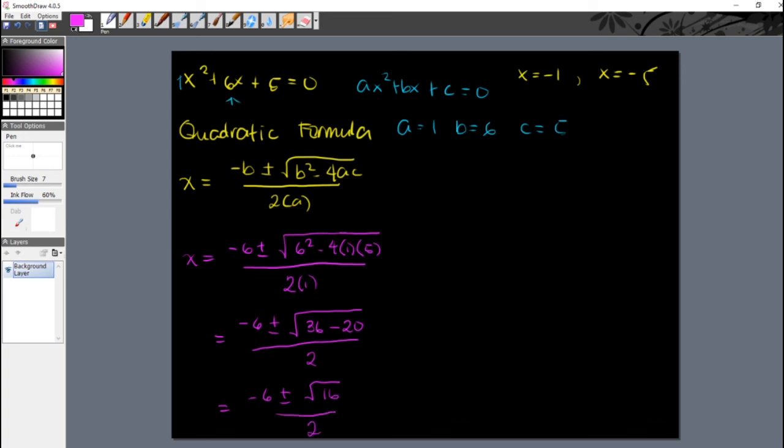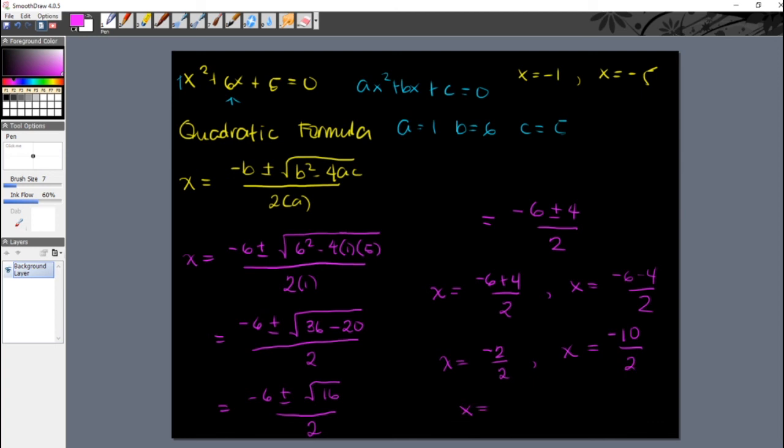And we know that the square root of 16 is just 4, so we can write it as negative 6 plus minus 4 over 2. So we have two values of x. We have x equals negative 6 plus 4 over 2, and we have x equals negative 6 minus 4 over 2. Simplifying these two values of x, negative 6 plus 4 is negative 2 over 2, and the other one is negative 10 over 2. So our x is negative 1, and our other x is negative 5.